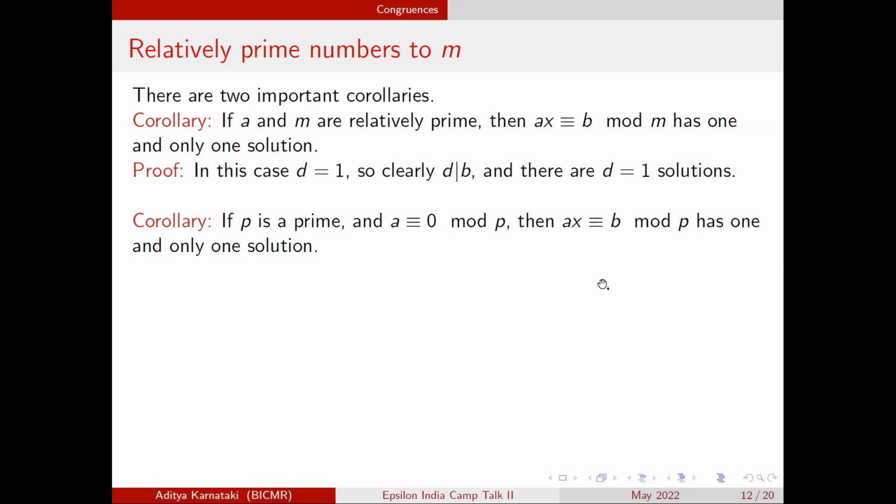Yeah, and sorry, there is a typo here. A should be not congruent to 0 mod P. Sorry. Must have blipped. Okay. If P is a prime and A is not congruent to 0 mod P, make sure that you don't write A congruent to 0 mod P, if you're thinking there's a typo. But then Ax congruent to B mod P has one and only one solution. The same thing, right? M is P in this case, and P does not divide A, which means that it's relatively prime too.